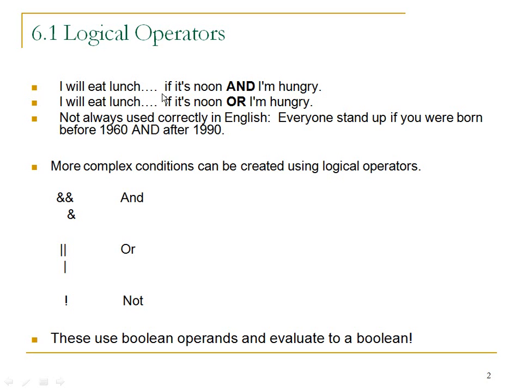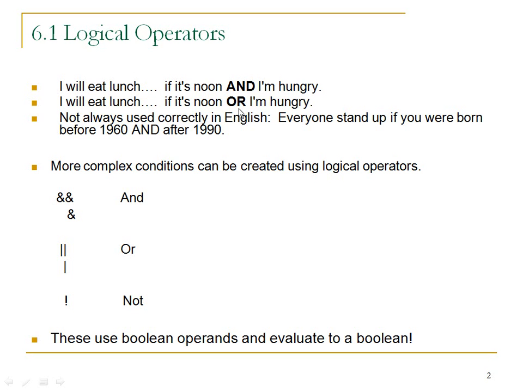So I will eat lunch if it's noon and I'm hungry. So this English phrase, it's noon and I'm hungry. There's a left-hand side and a right-hand side. And the and is saying that both of those have to be true. It's noon and I'm hungry. That's when I would get to eat lunch.